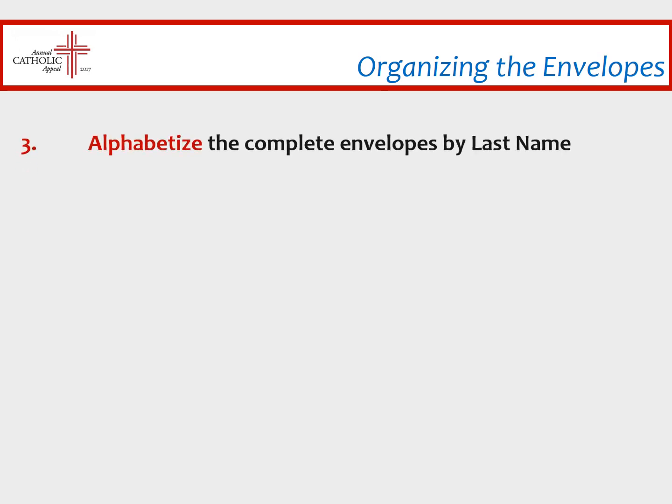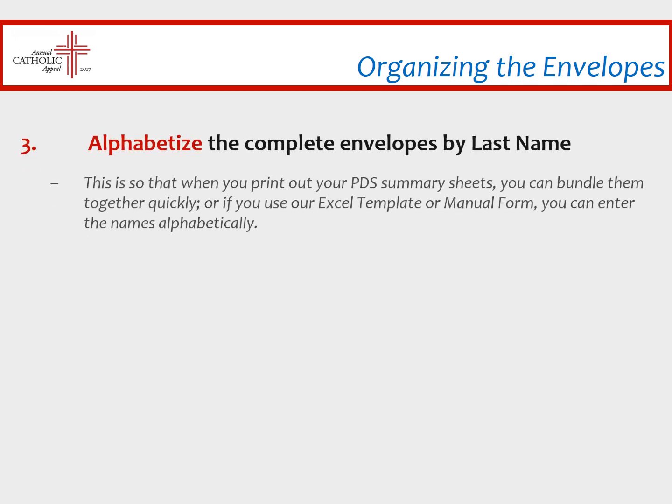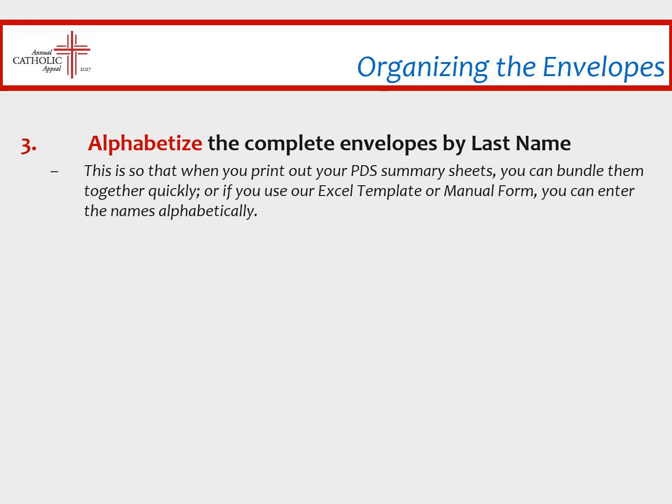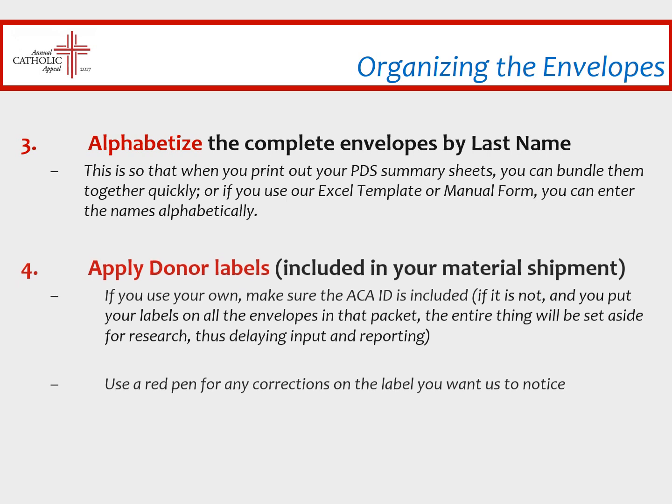The third step is to alphabetize the complete envelopes by last name. This is so that when you print out your PDF summary sheets, you can bundle them together quickly, or if you use our Excel template or the manual form, you can enter the names alphabetically.